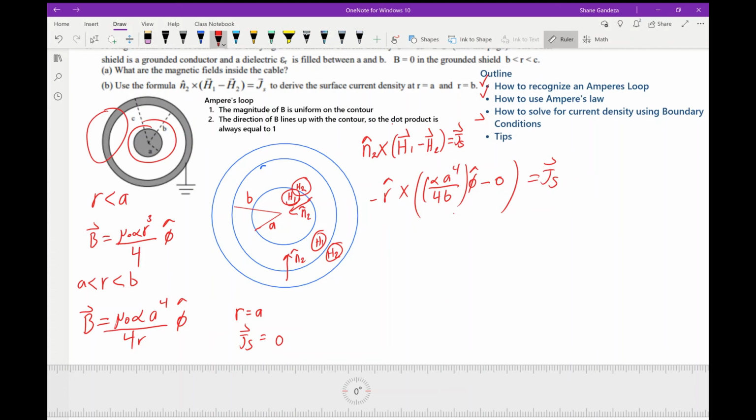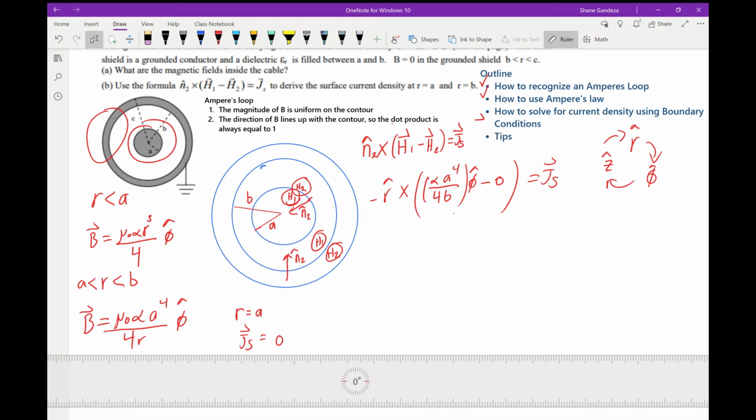Okay, so now taking the cross product, we have R hat cross phi hat. And this is going to be using cylindrical coordinates. And I'll write over here R hat cross phi hat, it's going to give us Z hat. And this is in terms of cylindrical coordinates. And since we have a negative unit vector R, it's going to be negative Z hat. And so negative Z hat alpha A to the fourth divided by 4B is going to be equal to our current density.